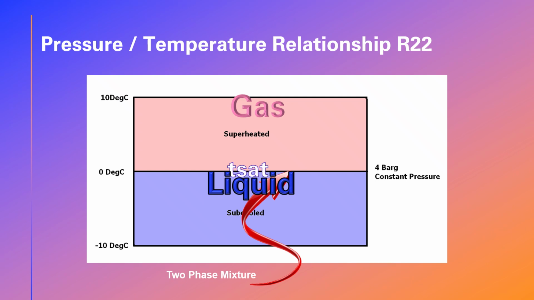And on the other side, anywhere below that line is known as subcooled liquid. So for example, if we measured that as -10, we would know that we have 10 degrees of subcooling.